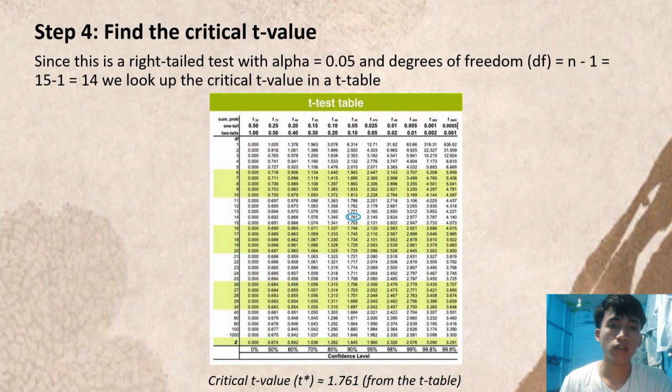Step 4. Find the critical t-value. Since this is a right-tailed test with alpha of 0.05 and degrees of freedom equal to n minus 1, so 15 minus 1 is equal to 14. And we look up the critical t-value in the t-table. At 14 degrees of freedom and alpha of 0.05, the critical t-value is 1.761 from the t-table.